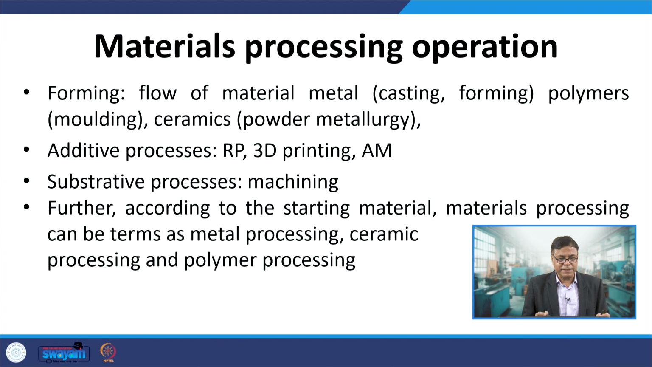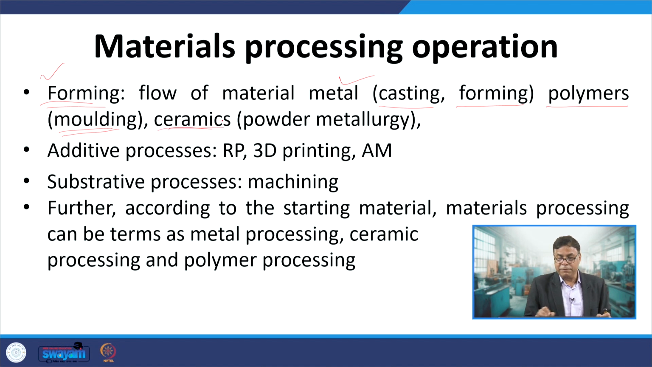Okay. So, the processing can be done in three stages. One is forming, where basically the flow of material is involved. Say in case of metals, the flow of molten metal in casting, and flow of the metal in solid state in case of forming. Flow of polymers is involved in semi-solid state, viscous polymers, and that is used in molding to make the polymeric product, say injection molding and a variety of molding processes.